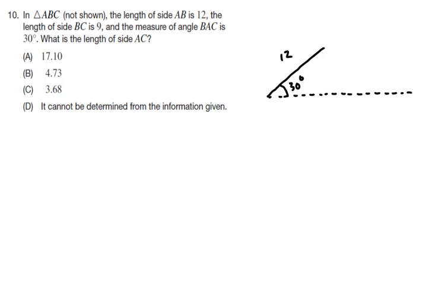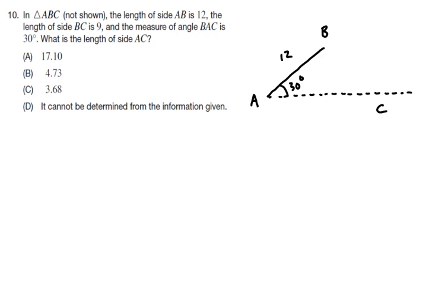Now, the vertex over here would be A. The vertex at the top would be B, and the vertex on the right side on the bottom would be C. Now we're told that BC has a length of 9, and we're looking for the length of side AC. So that's what we're attempting to find here, the base side of this.